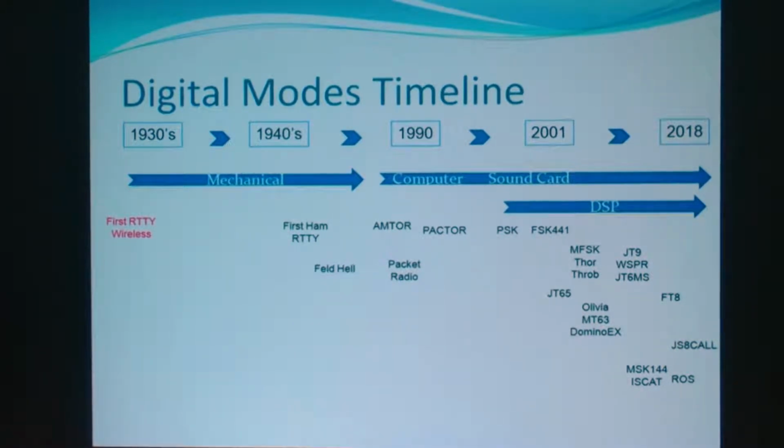For example, JT65 has about 12 varieties. Domino up there has a load. Thor and Throb have 8 or 9 varieties, so there's a whole load of different mixes of those particular modes. The ones with JT in front are basically the ones from Joe Taylor.